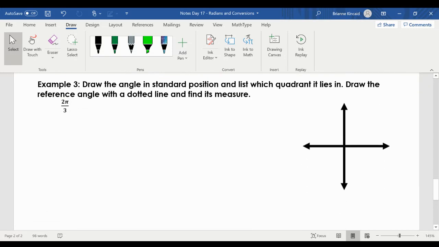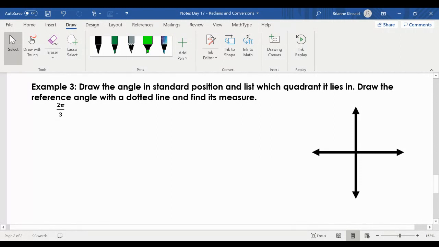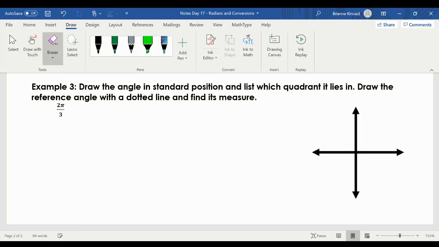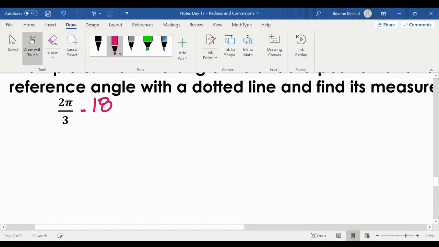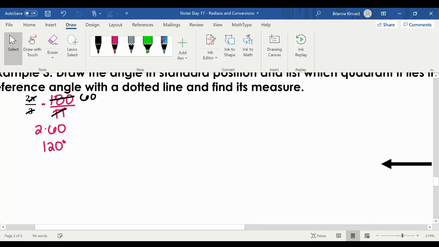So the last type of example we're going to talk about: draw the angle in standard position and list which quadrant it lies in. Draw the reference angle with a dotted line and find its measure. Now there's a couple of ways you can think about this. 2 pi over 3 is less than pi, and pi is half the circle, which means it's either going to be in the first or in the second quadrant. What we're going to do just for some extra practice is go ahead and convert this. So I'm multiplying by 180 over pi. My pi's are going to cancel out immediately. 3 goes into 180 60 times. You're left with 2 times 60, which is 120 degrees.